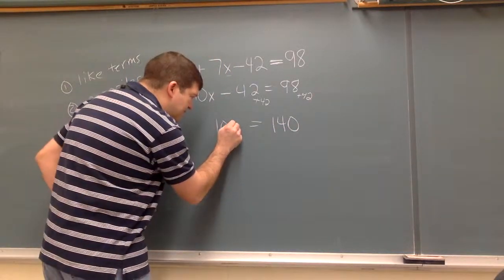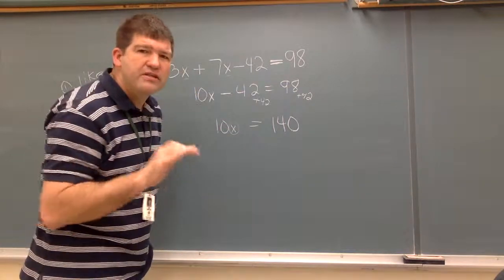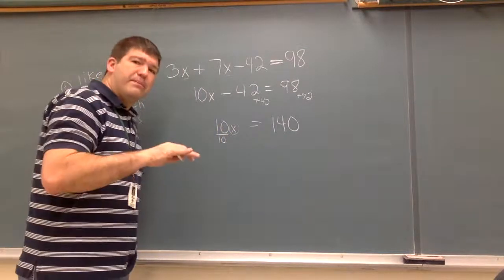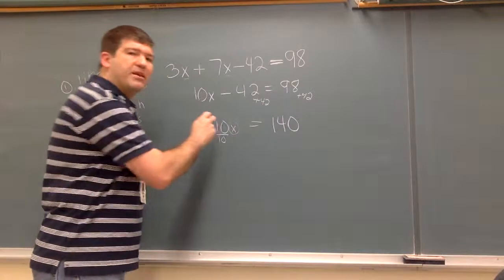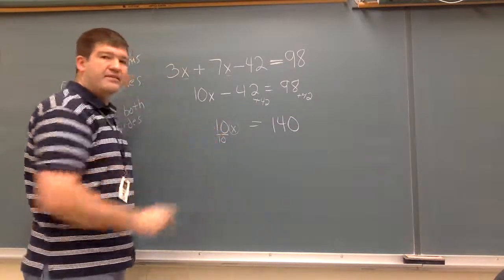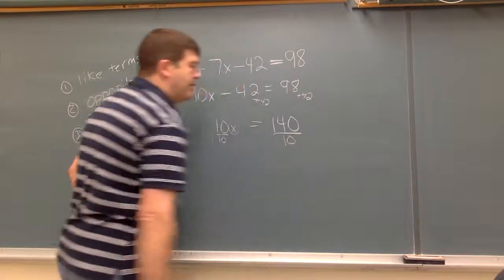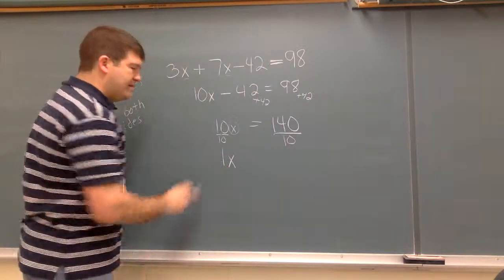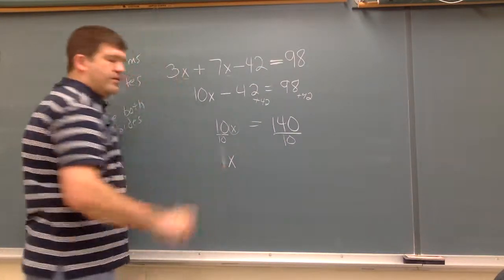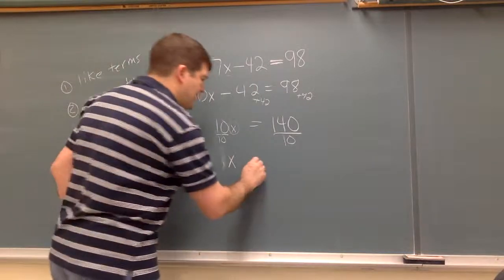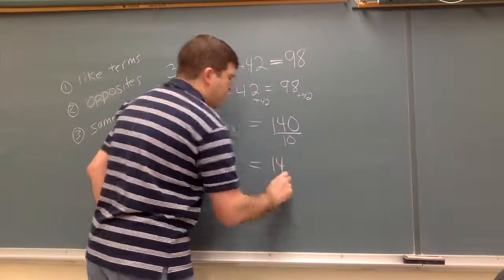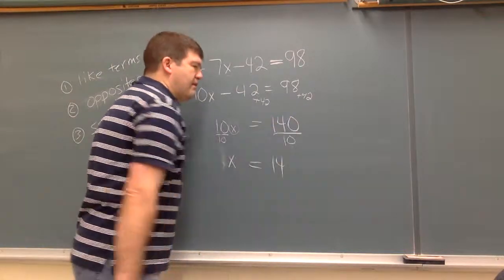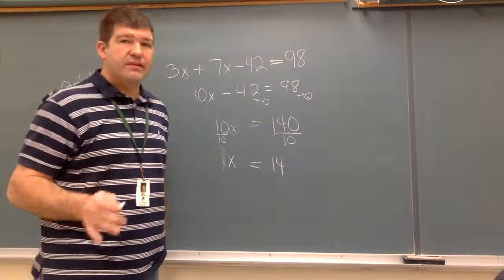I want to isolate just this x. I want to find out what just this x is. So to get rid of this 10, it's times, so I do the opposite. Instead of times 10, I'm going to divide by 10. And if I divide by 10 on this side, I got to do the same on my child over here. All right, so 10 divided by 10 is 1. 1x. When you just have 1, you don't even put the 1 there, because it's just x. Equals 140 divided by 10. We can just get rid of that 0. It's 14.